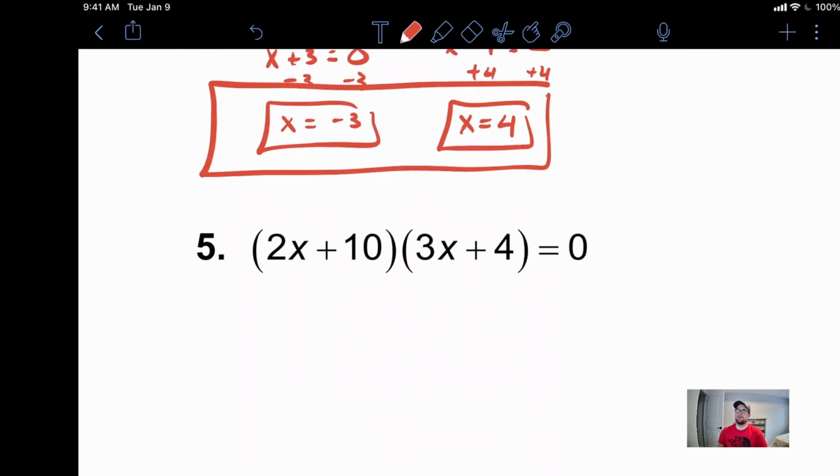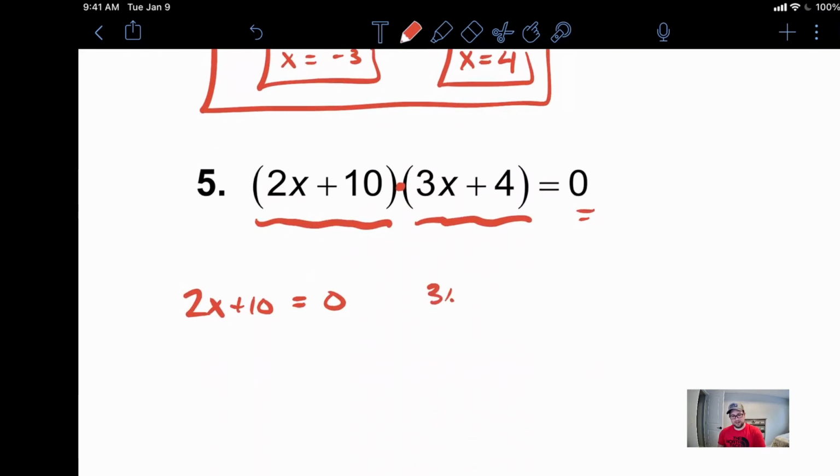Here's our next one, number 5. In this situation, again, we have our two quantities, and they are being multiplied together to equal 0. To solve this, just take each of those quantities, 2x plus 10, and set it equal to 0. And then take 3x plus 4 and set it equal to 0. At this point, it's just our job to solve. So we want to subtract 10 from both sides. These two cancel off. We're going to be left with 2x is equal to negative 10. And then we just want to divide by 2 and divide by 2, and we find out x is equal to negative 5.